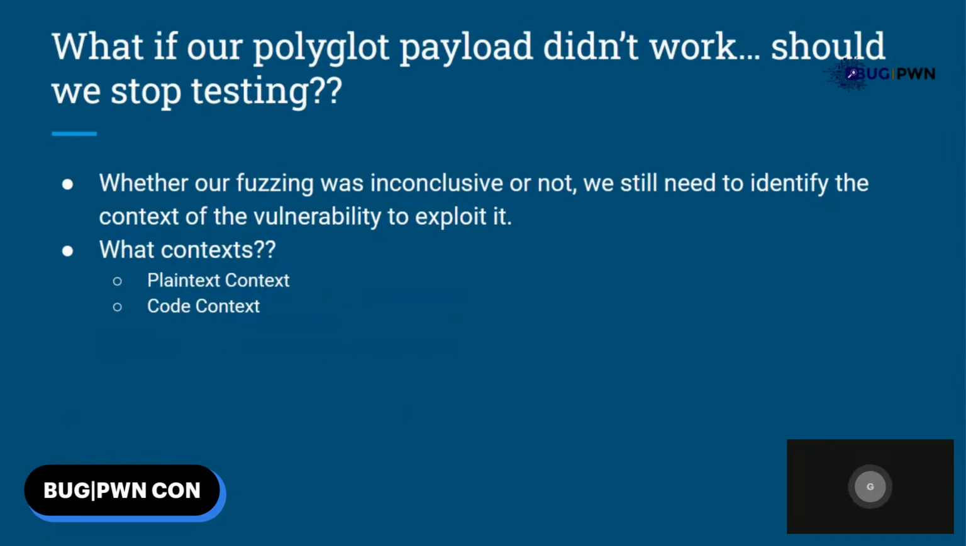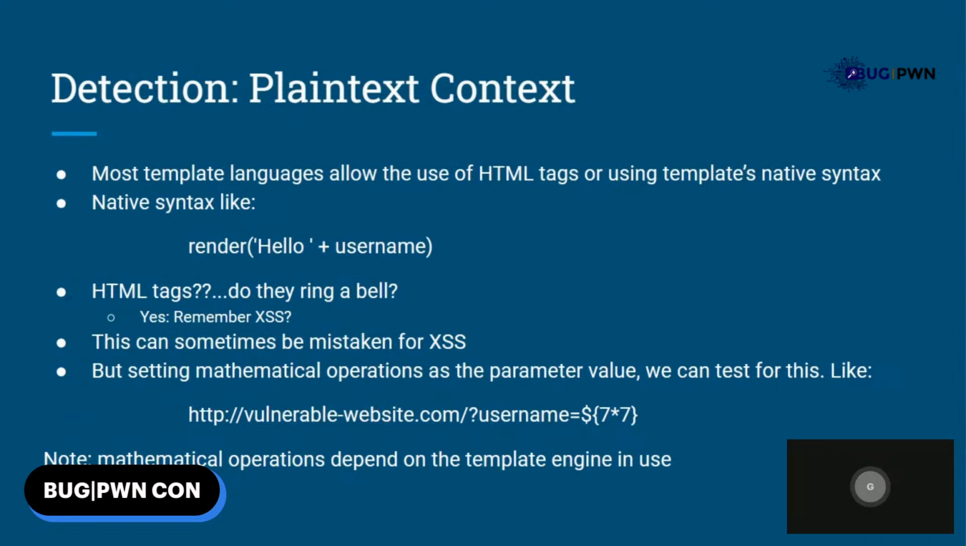Now, what if our payload did not work? Does that mean we should stop testing? No, it doesn't. No matter the outcome of our payload, whether it works or not, we still have to identify the context of the vulnerability. Now, what do I mean by context? We'll come to that. When we're talking of context, we're talking of either the plain text context or the code context. Now, what is the plain text context when it comes to detection?